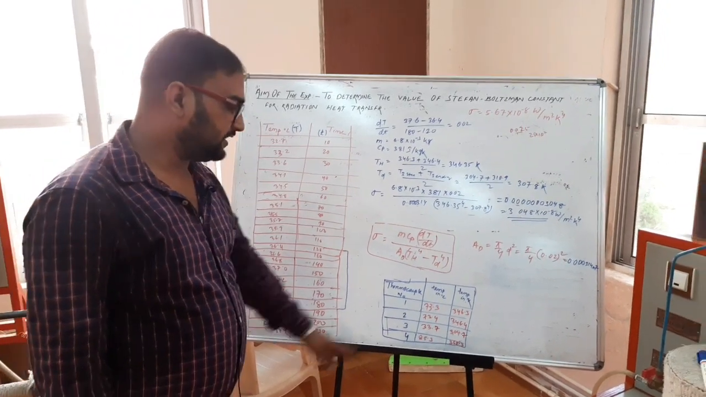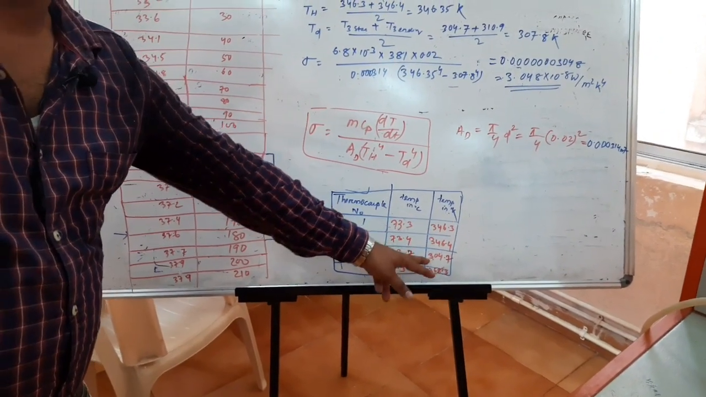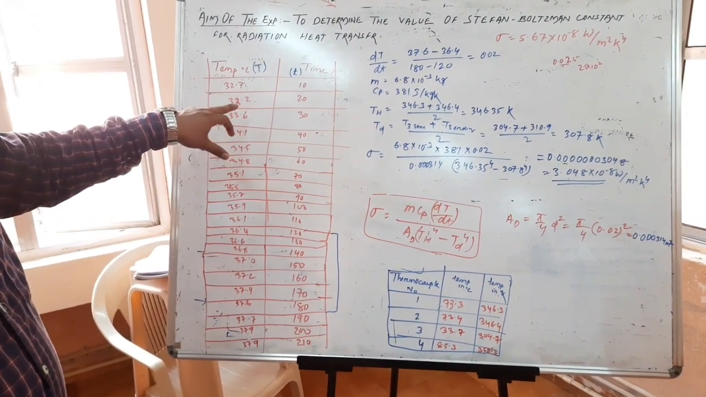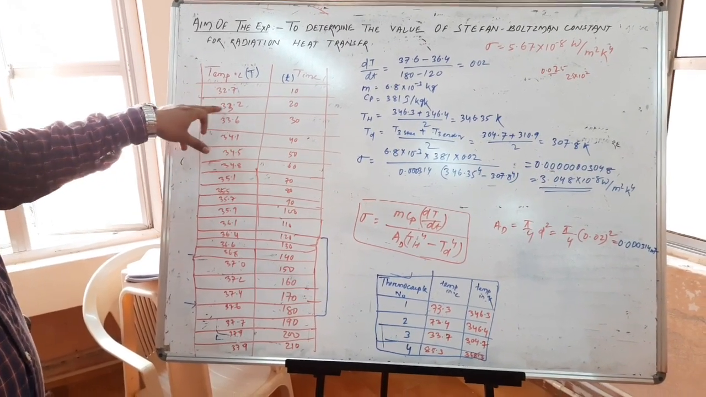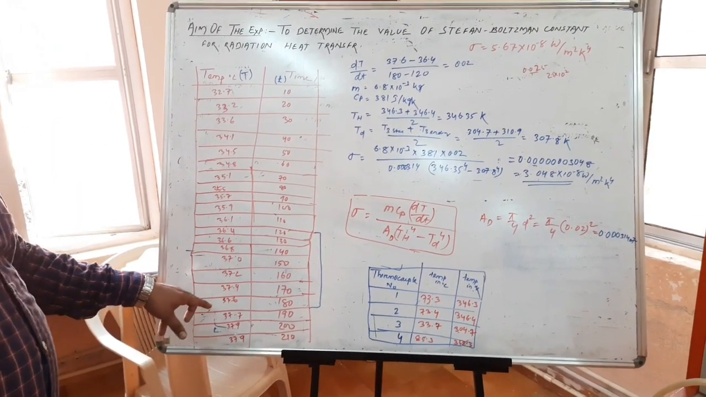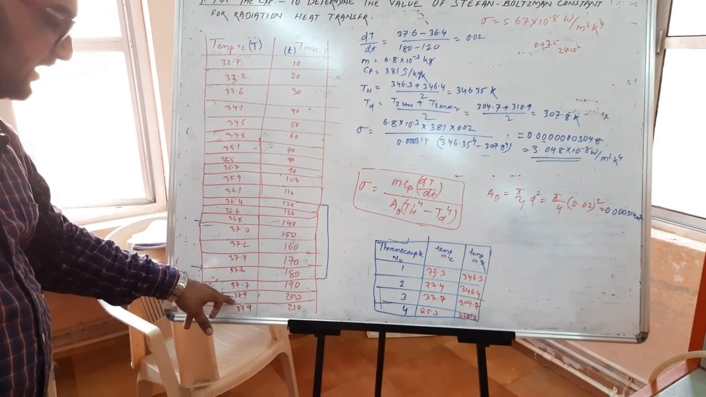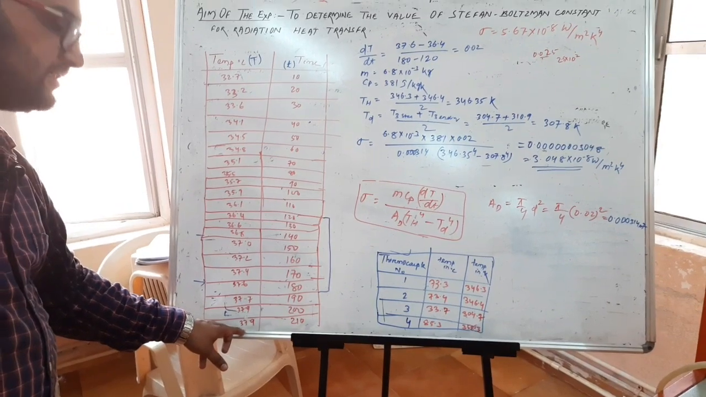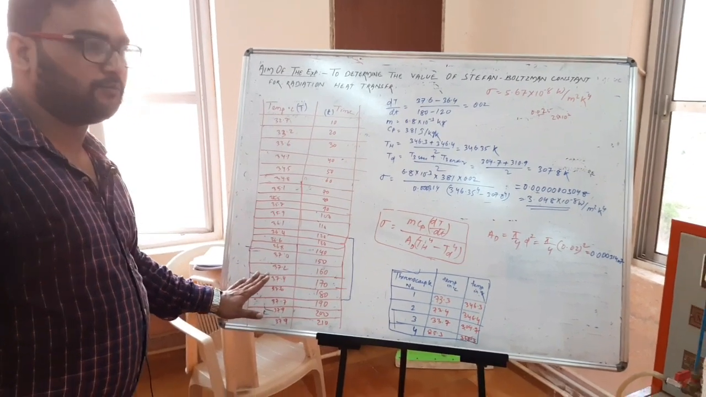After taking the observation, these are the values for thermocouples 1, 2 and 3, in degree Celsius as well as in Kelvin, and these are the values of T3 with each time interval of 10 seconds. After 10 seconds this is 32.7, at 20 seconds 33.2. Likewise it will go on till the temperature value stops changing. At the end you can see this is 37.9 for 200 seconds, and at 210 seconds this is also 37.9. So when the value repeats, at that time we will stop.